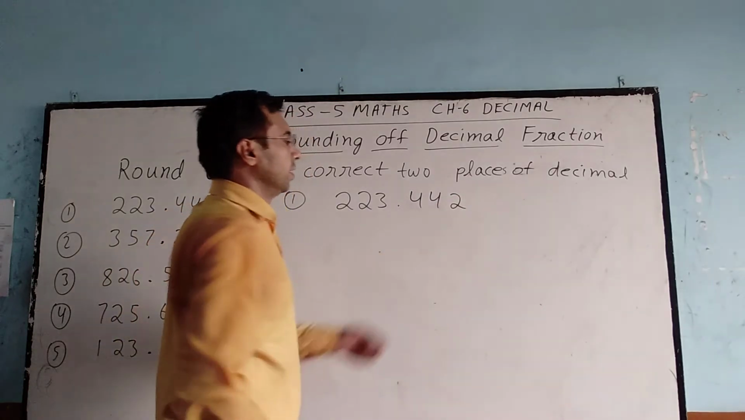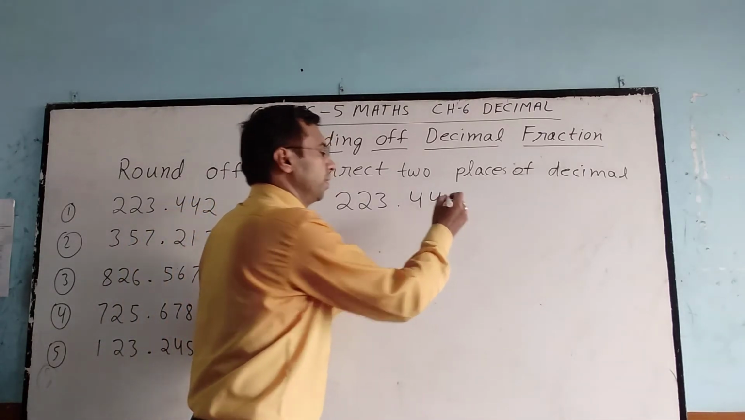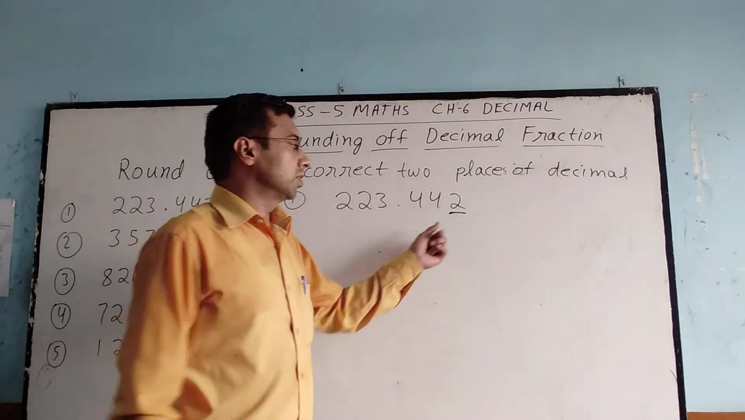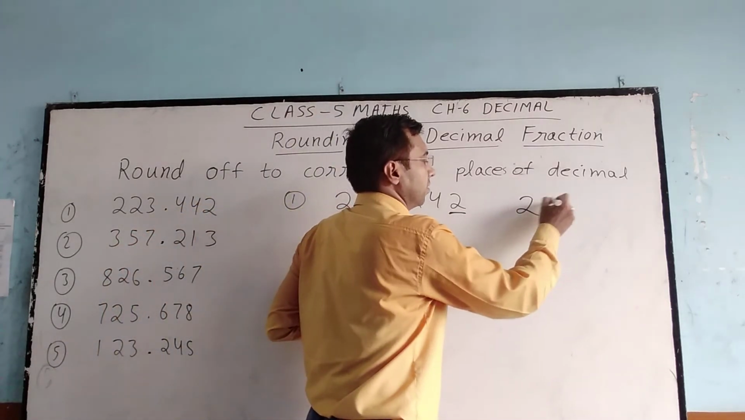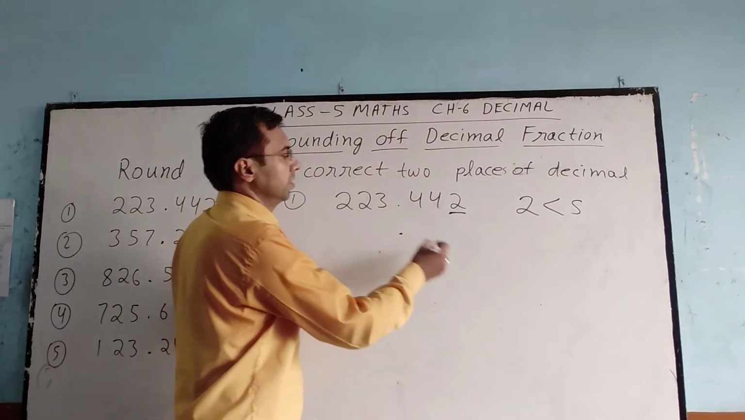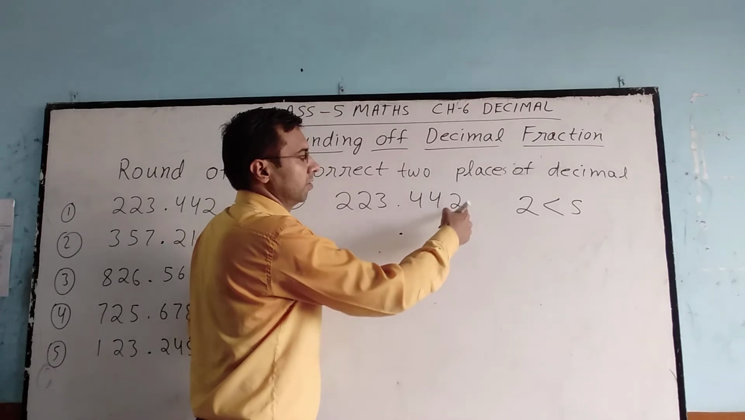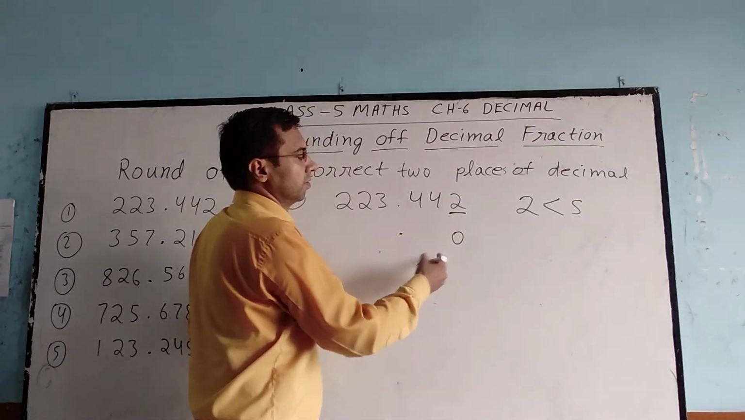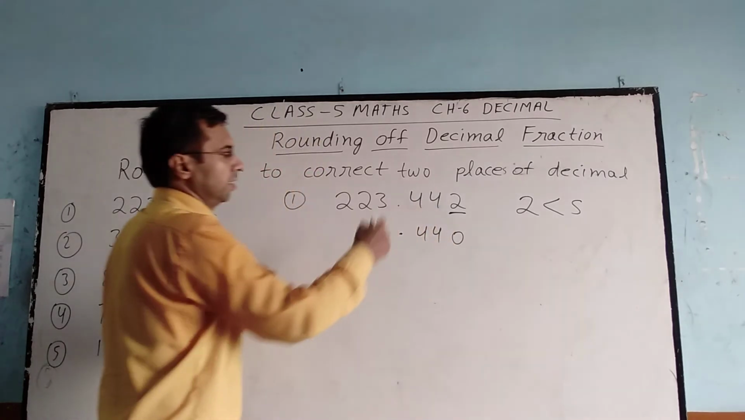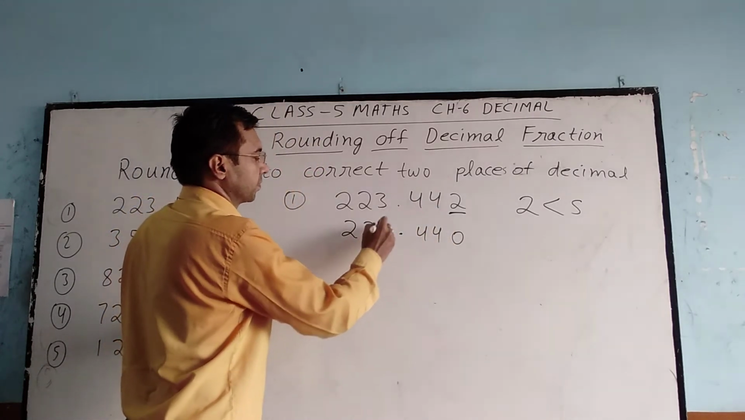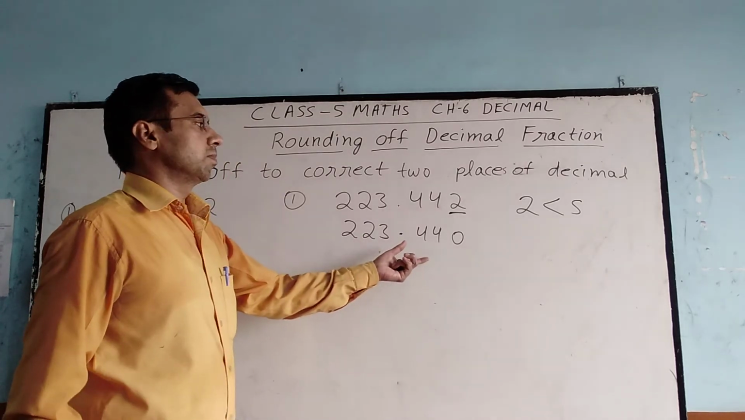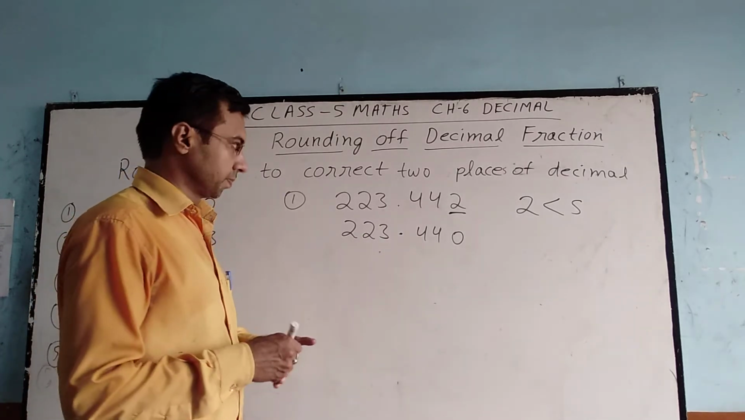223.442. Student, here the thousandth place digit is 2. 2 is less than 5. So what do we do? Very easy. We change this thousandth place digit 2 to 0, and there is no change in the hundredth place digit. So student, this is round off to correct two places of decimal.